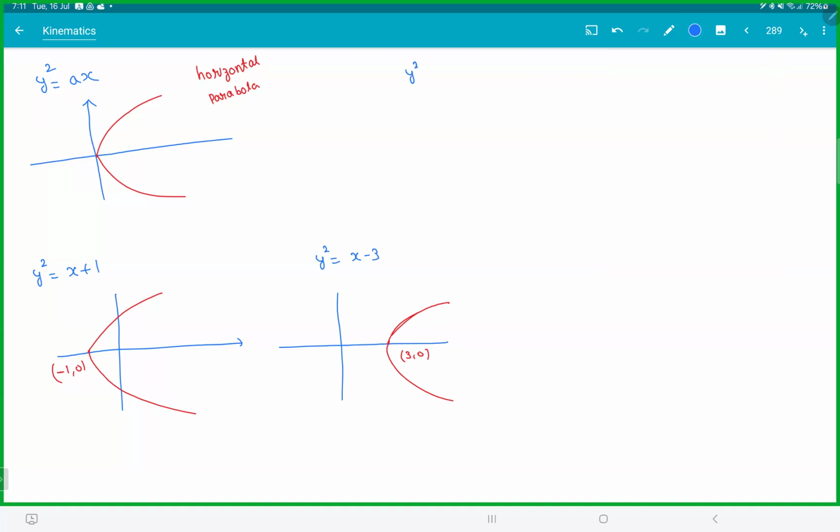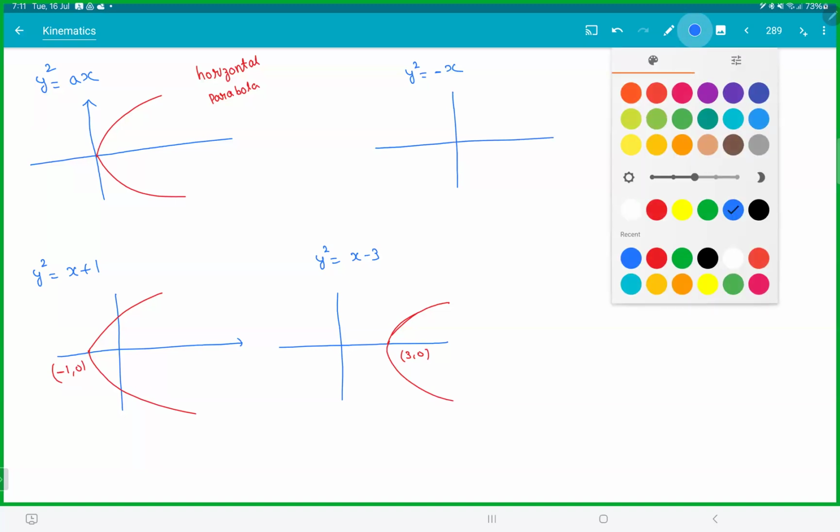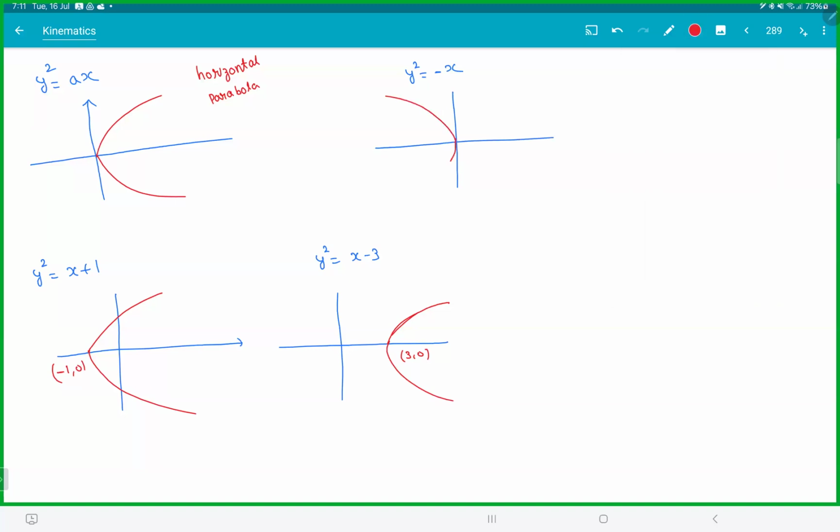Suppose you have y square is equal to minus x, the whole graph will reverse. So this will become a left parabola. So if you have y square is equal to minus x plus 3, when x is equal to 3, you'll get y 0. So the graph shifts here.